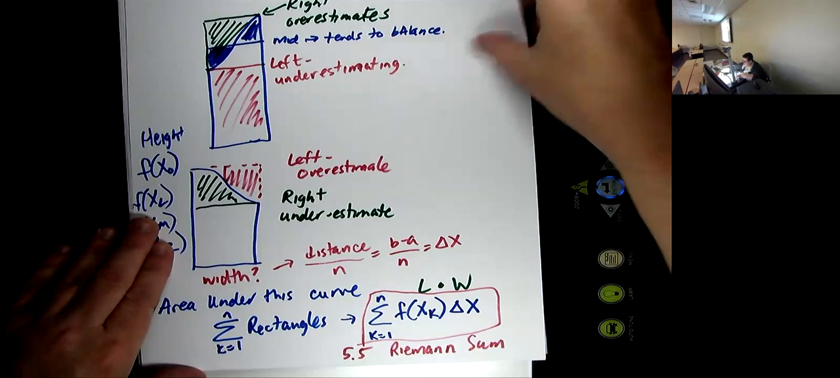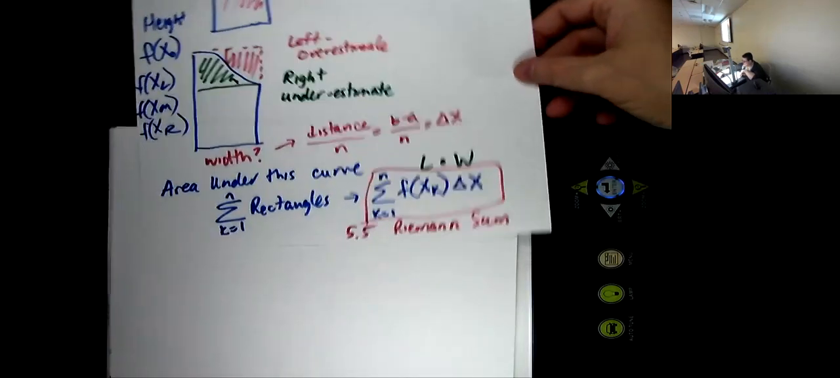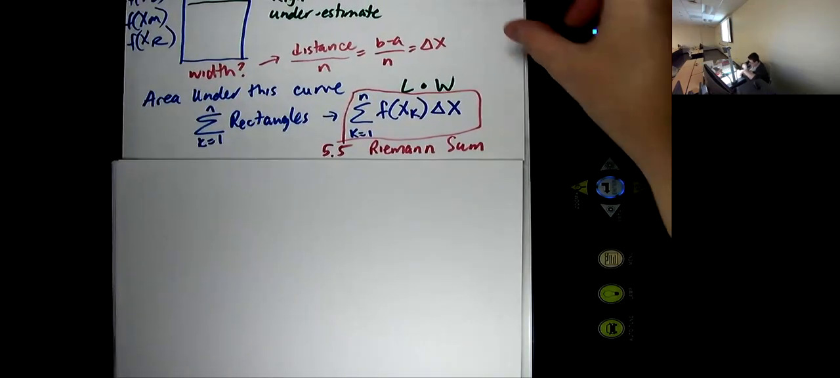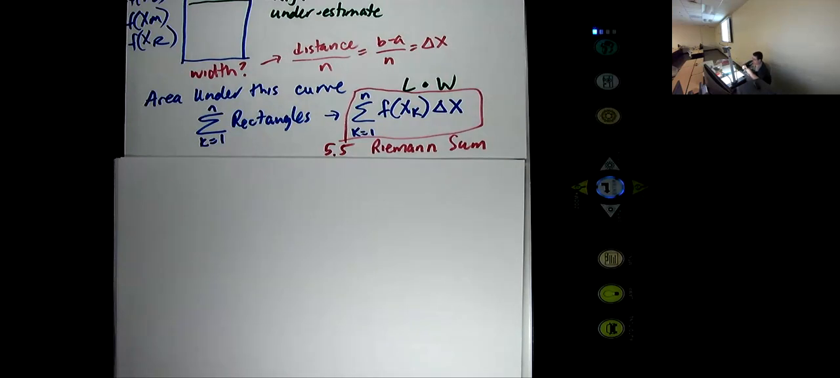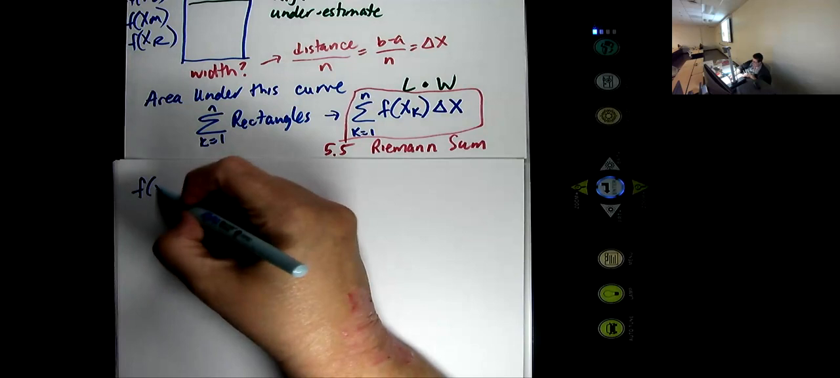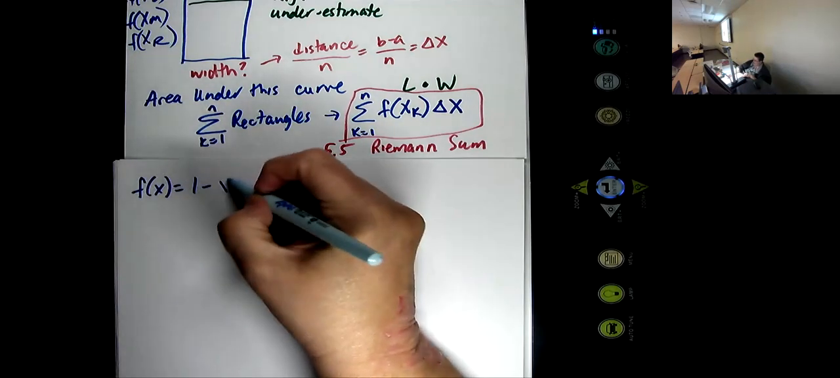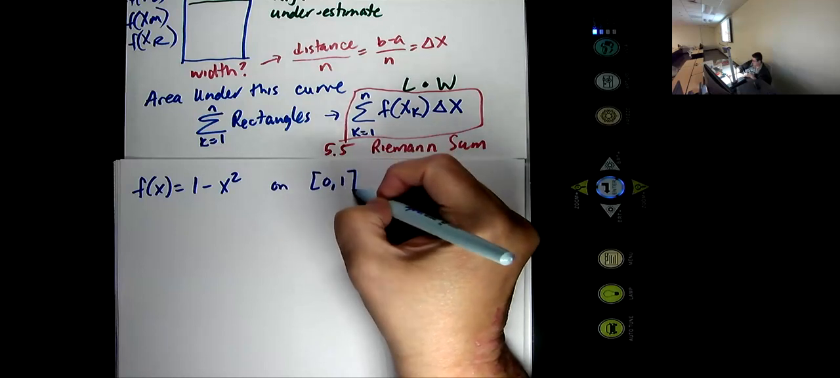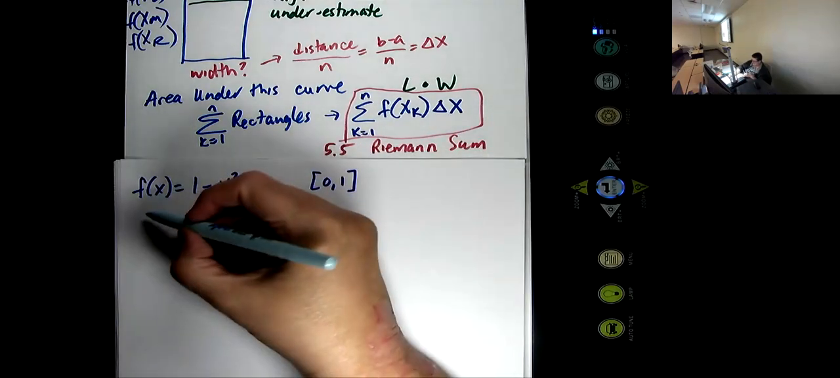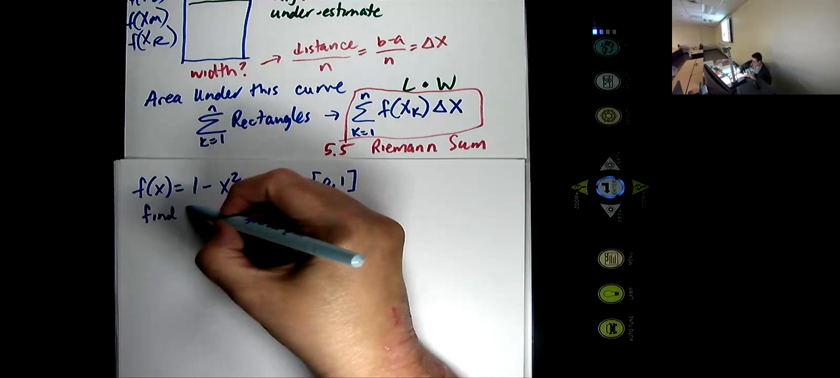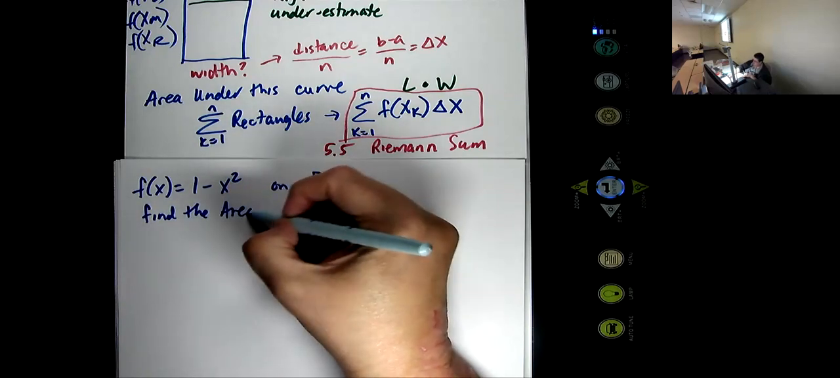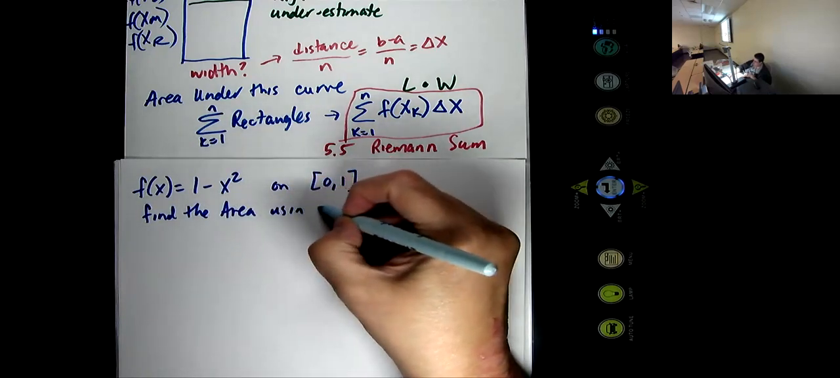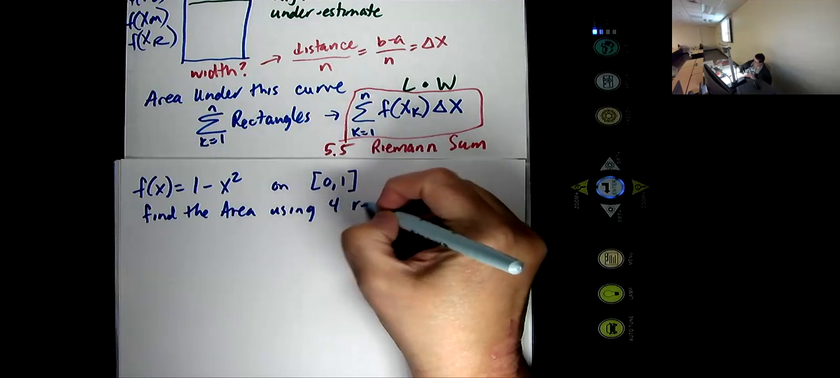For those of you ready to get started on the next step, I have a project for you to do real quickly. We are going to have f of x equals 1 minus x squared on the interval 0 to 1. Find the area using 4 rectangles and the left endpoint.